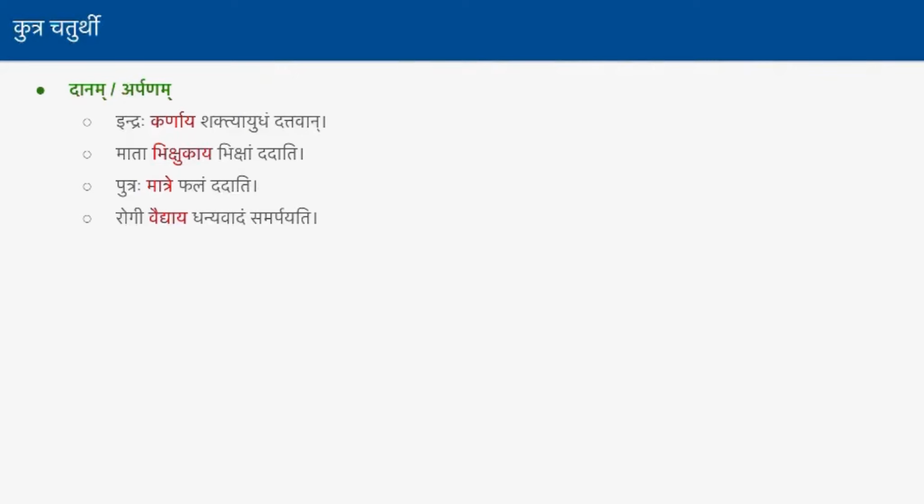Uttamam. Dhanikah Nirdhanaya Dhanam Dadati. That rich man gives wealth to the poor man. Vayam Adhyapakaya Dhanyavadam Samarpayamah. Uttamam. Namo Namaha. Archakah Bhaktaya Prasadam Dadati. Meaning? The Archaka gives prasadam to the bhaktas.